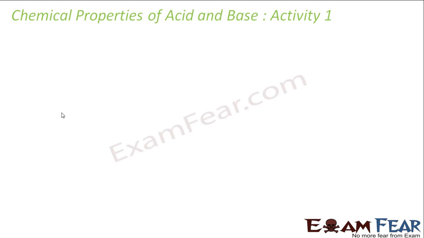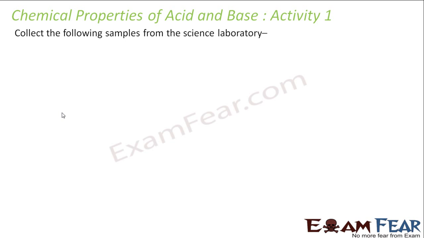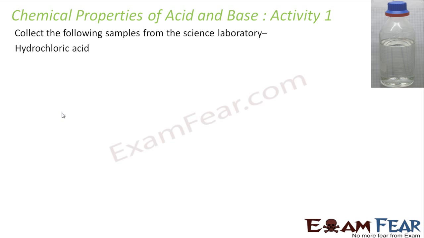Now we'll take one activity for chemical properties of acid and base. The activity is pretty simple. We just collect some samples from the science laboratory. Hydrochloric acid, this is just to make you aware about the different kinds of chemicals we use in the labs.